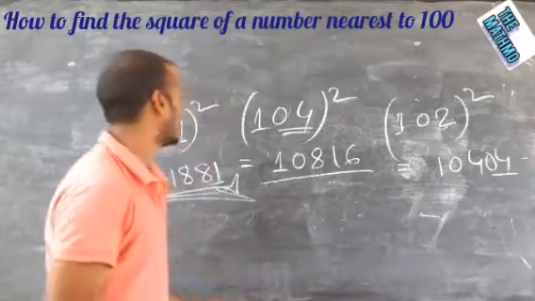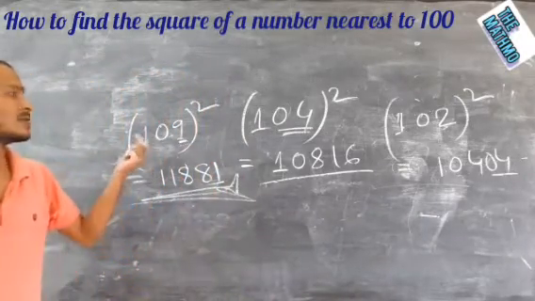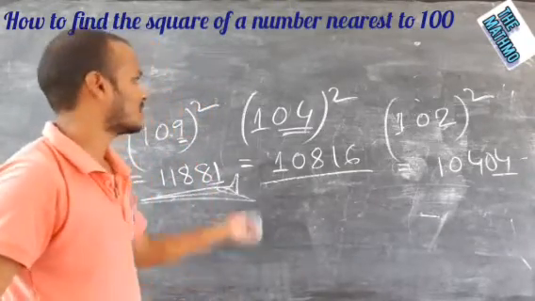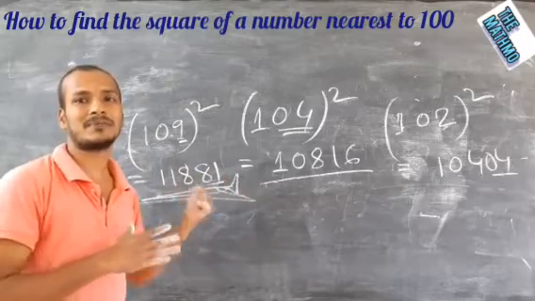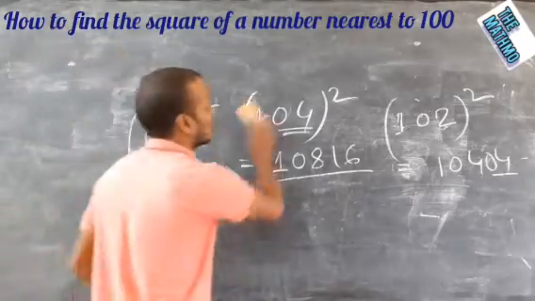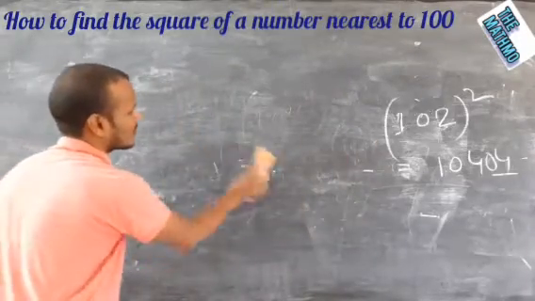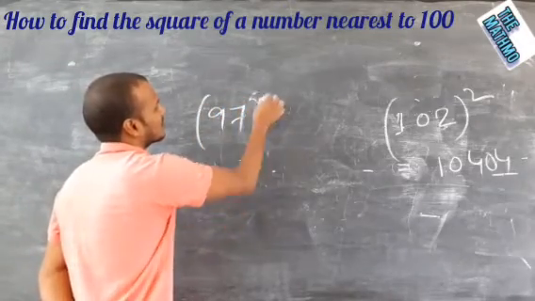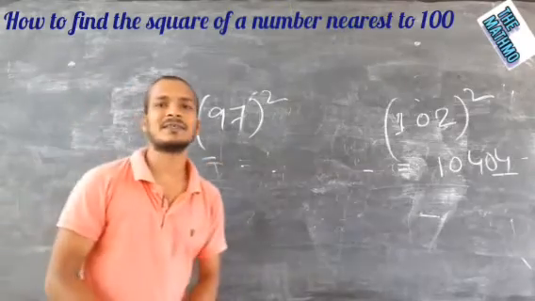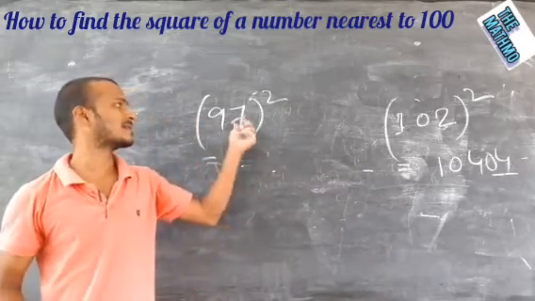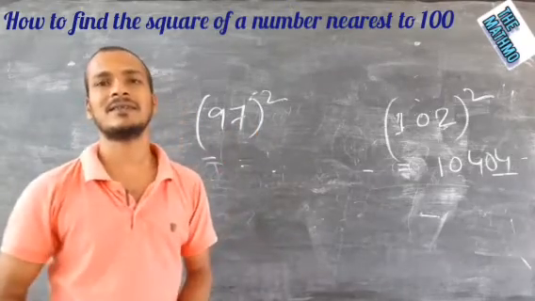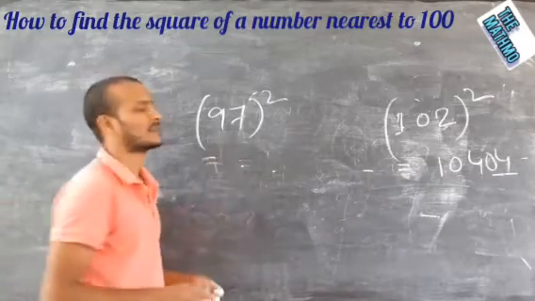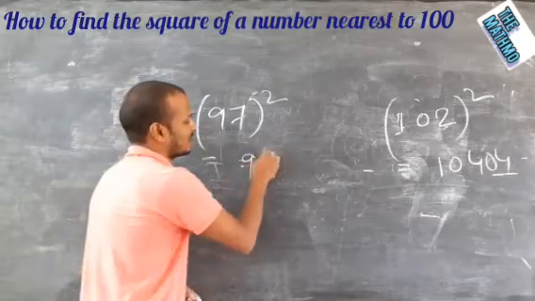Okay. You can try it for more, say 110, 111, and 113 and more. So let us see what about the number which is less than 100 but nearest to 100. Let us take an example. Say 97 square. When it is less than 100, then you have to check how much less. 97 is 3 less than 100. So when it is less, you have to subtract the 3 from the number. So if it is 97, you subtract 3, you get 94.